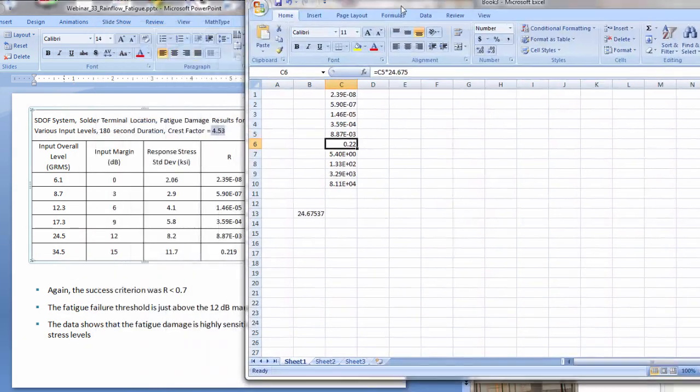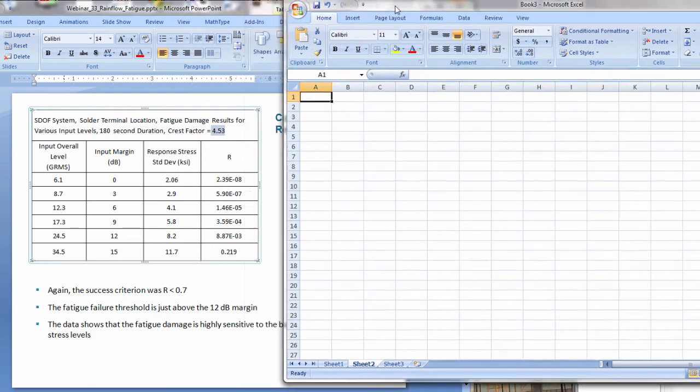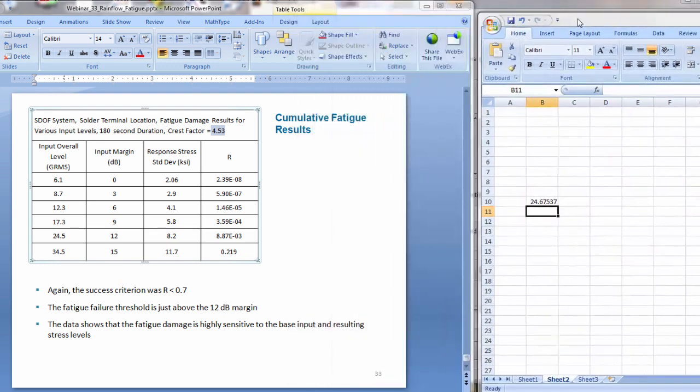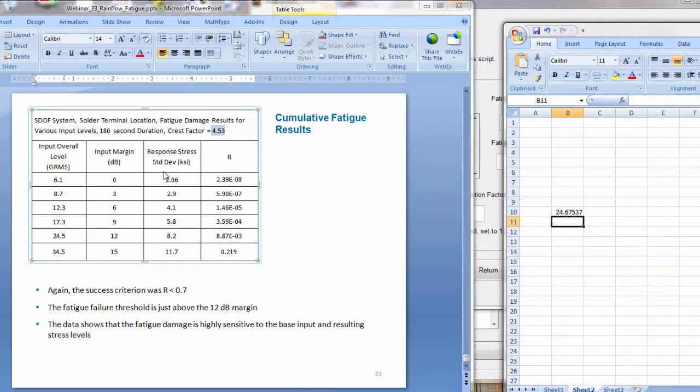Let me just go to an Excel spreadsheet here. If we take the square root of 2 and we raise that to 9.25 as the exponent, that's about 24.7. Let's just call it 25. In each case, our R value is going up by a factor of 25, corresponding to 3 dB increments.